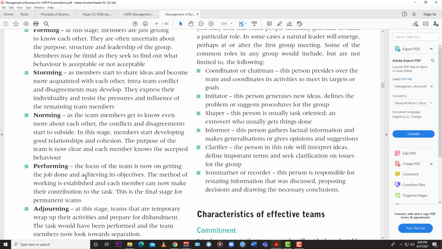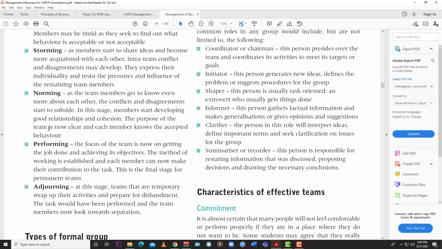So we're normalizing the group, everybody getting to know each other, you know what to say, what not to say, that kind of thing. And so you normalize now, so time to get down to brass tacks. And so you have to perform the task that you are pulled together for. And so performing, the focus of the team is now getting the job done and achieving its objective. The method of working is established and each member can now make a contribution to the task.